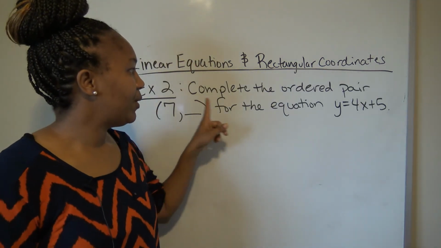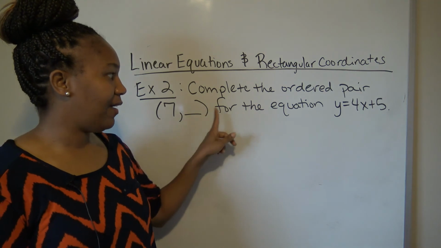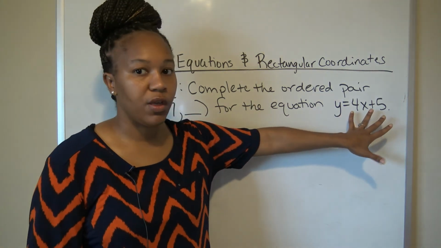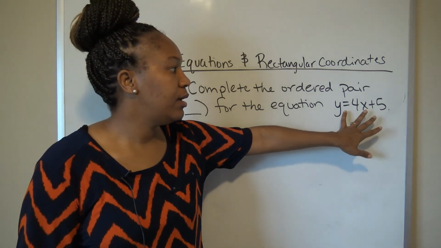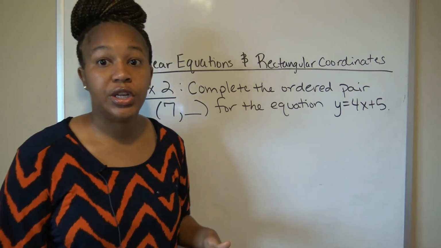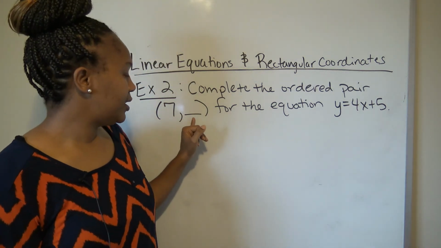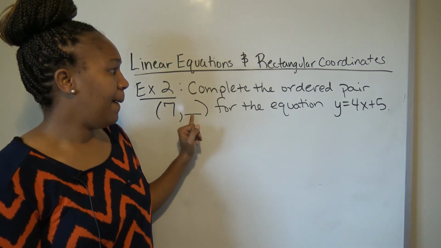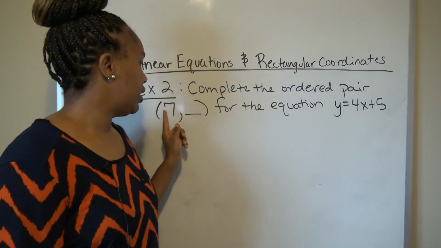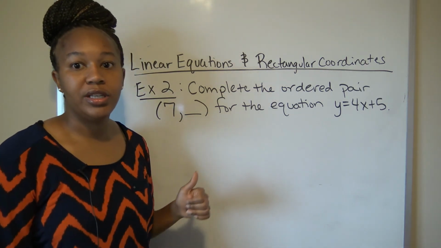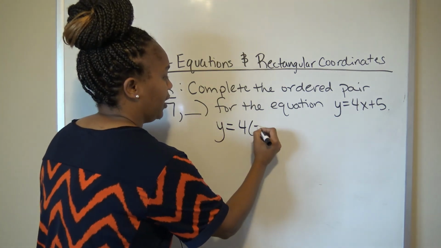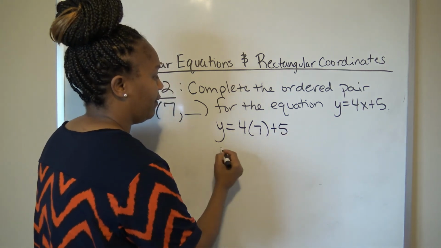In this second example, we want to complete the ordered pair 7, blank, for the equation y equal 4x plus 5. So this is a linear equation also, although it's not in the form ax plus by equals c. There is no exponent on x and y, and there is an equal sign. So it's still a linear equation. We want to figure out, because this is the x and this is the y, basically this is saying what is the y value when x is equal to 7. So since we know that the x is 7, what we'll do is replace x with 7 and then solve for y. So y equal to 4x, x is 7, plus 5.